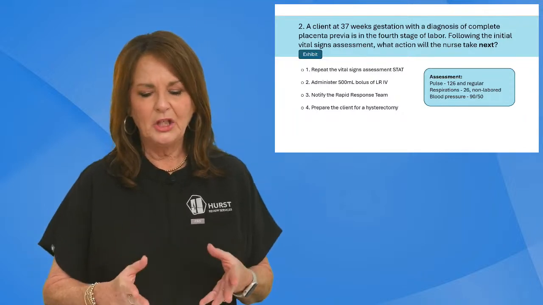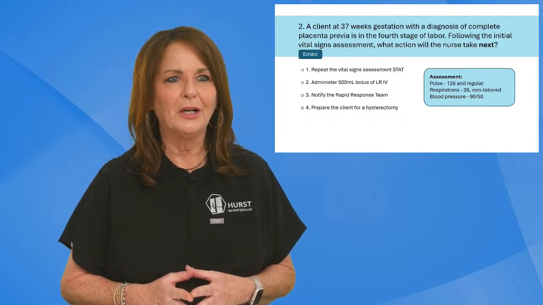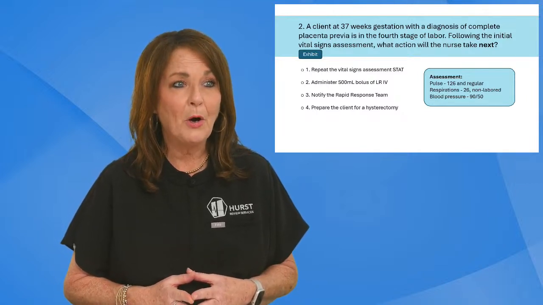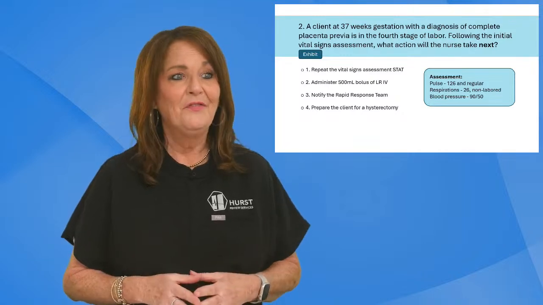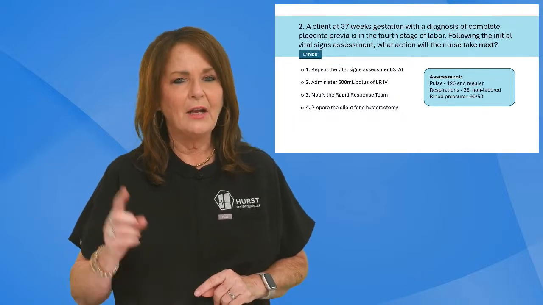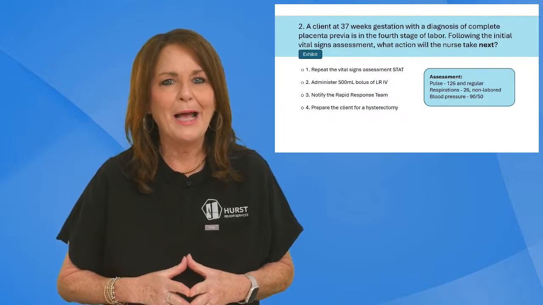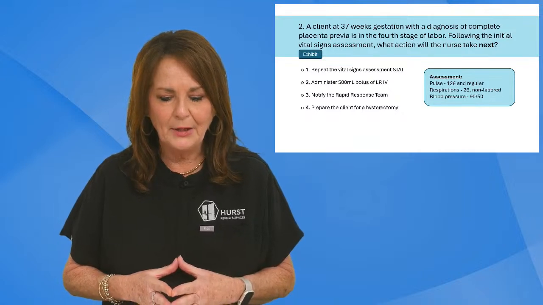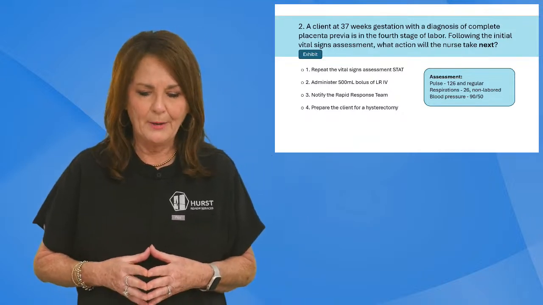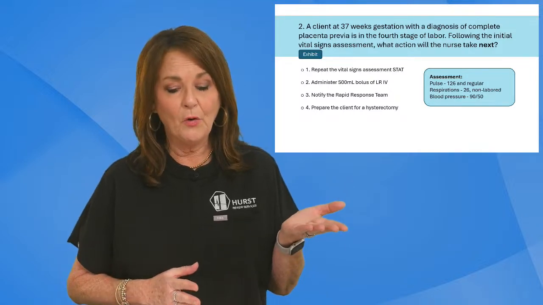What are all of these cues painting a picture of? Are you thinking postpartum hemorrhage? That's what you should be thinking. When you look at those vital signs, that heart rate's up and that blood pressure's down, you need to be thinking about hemorrhage, okay? So, now that we know what we're worried about, what should we do next based on the options that they have provided for us?